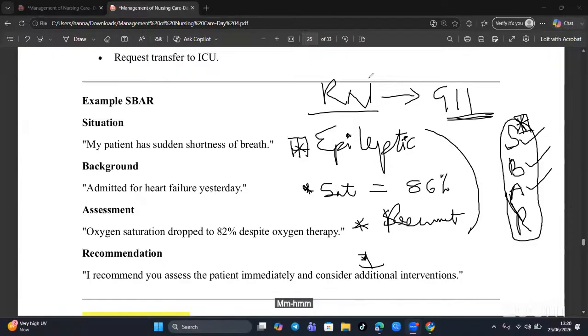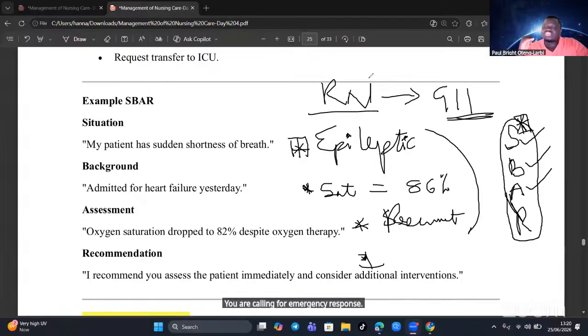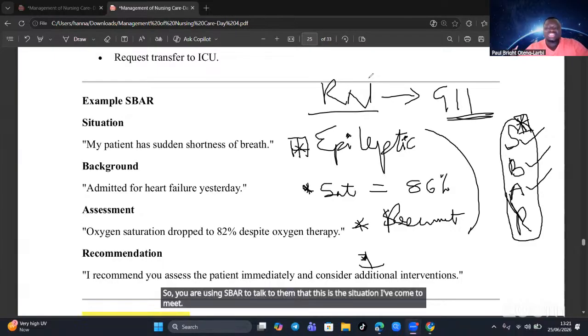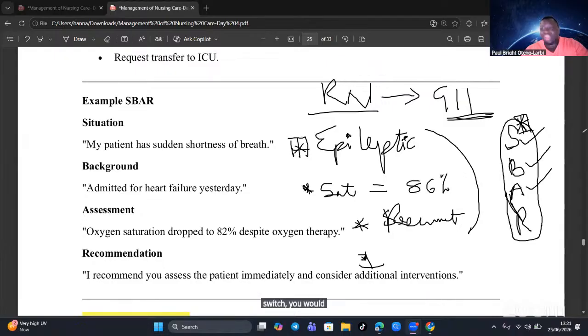You are calling for emergency response. But bear in mind that you are a nurse, and those people too are health workers, so this is interdisciplinary communication. You are using SBAR to talk to them about the situation you have come to meet. You said it right. You mentioned that the patient is having seizures.